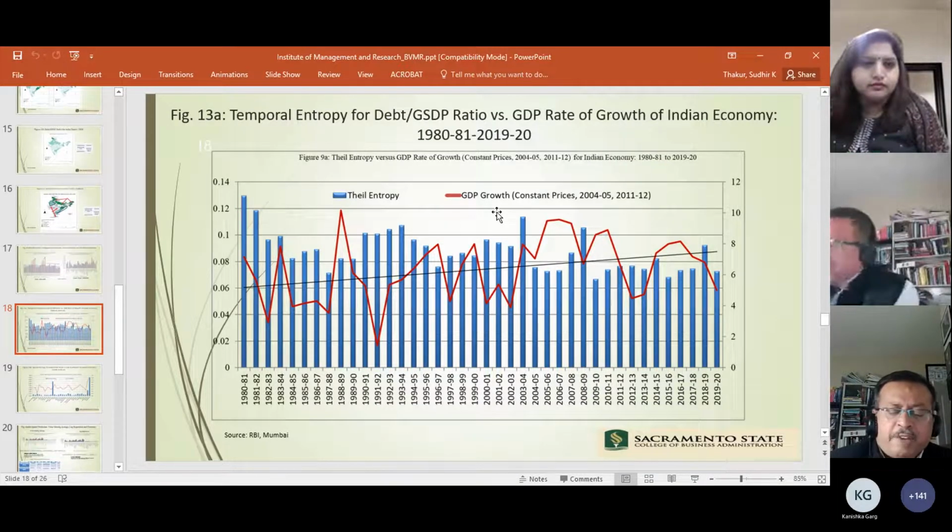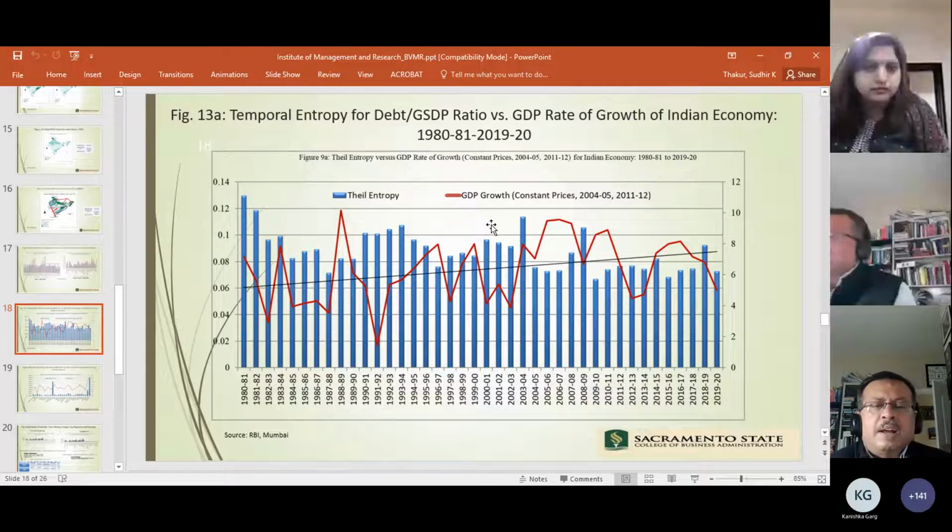I computed the correlation coefficient between the entropy and the GDP growth, and that was low and negative, minus 0.2369, for the entire period 1981 to 2020. The range for the Theil entropy is between 0.066 and 0.1297, not very high, but nevertheless it shows that temporally, there is inequality in the debt ratio distribution across various time periods.